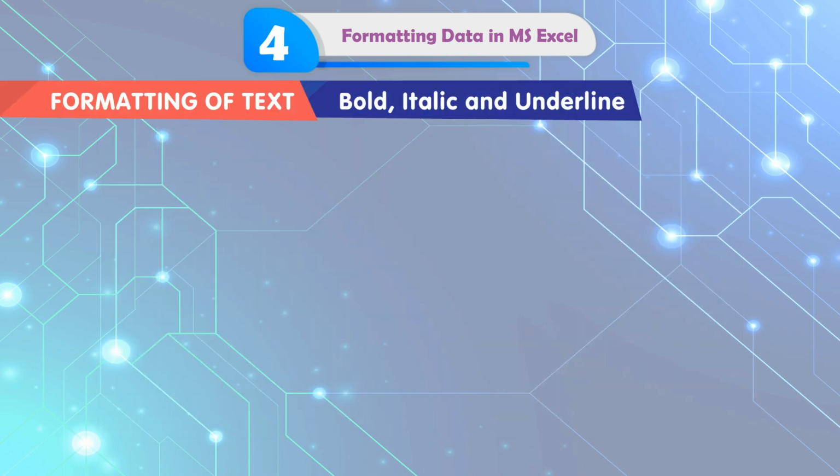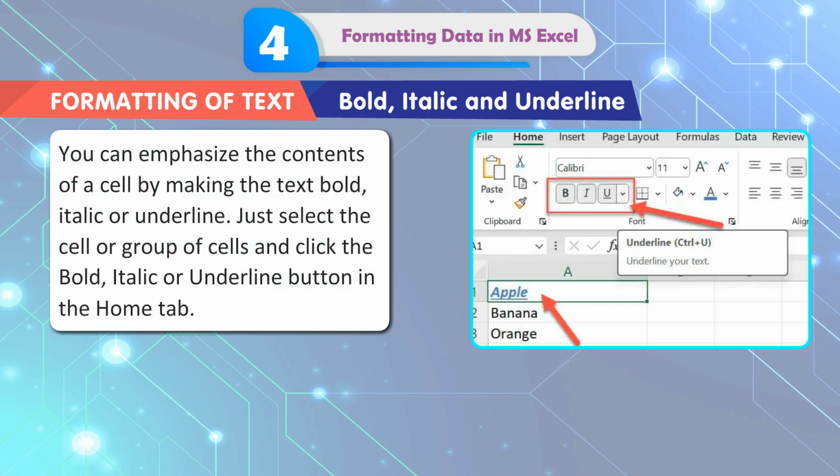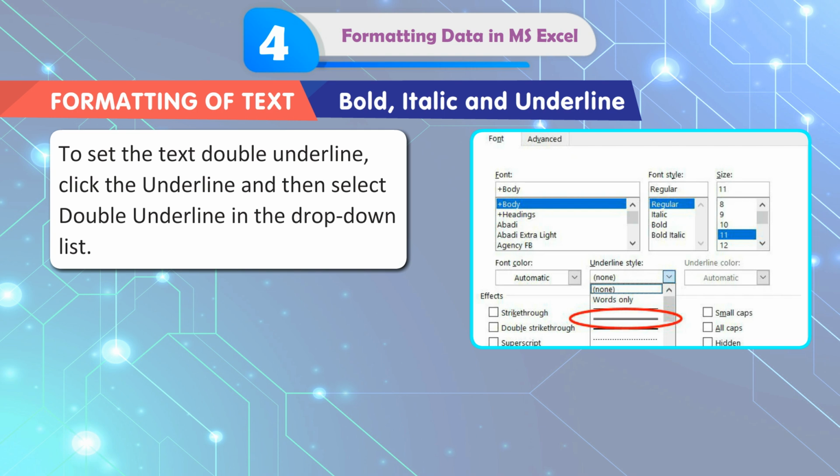Bold, italic and underline. You can emphasize the contents of a cell by making the text bold, italic or underline. Just select the cell or group of cells and click the bold, italic or underline button in the Home tab. To set the text double underline, click the underline and then select double underline in the drop-down list.